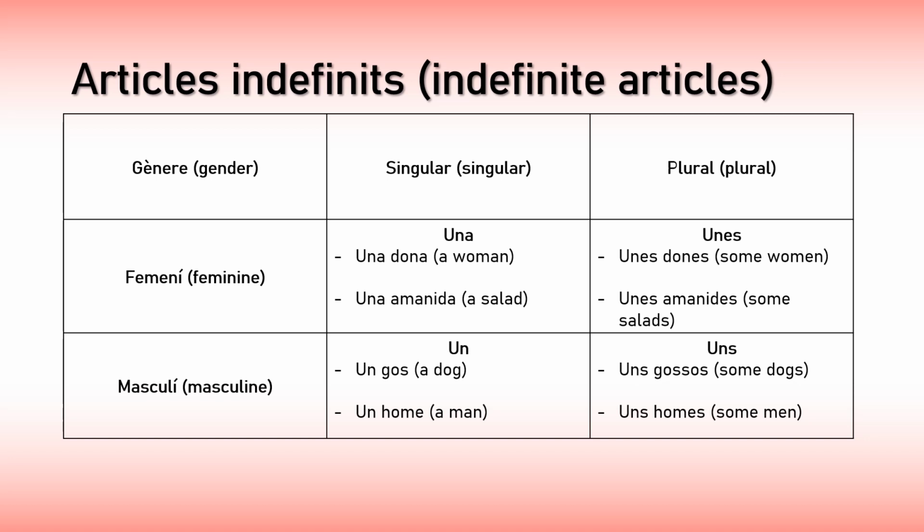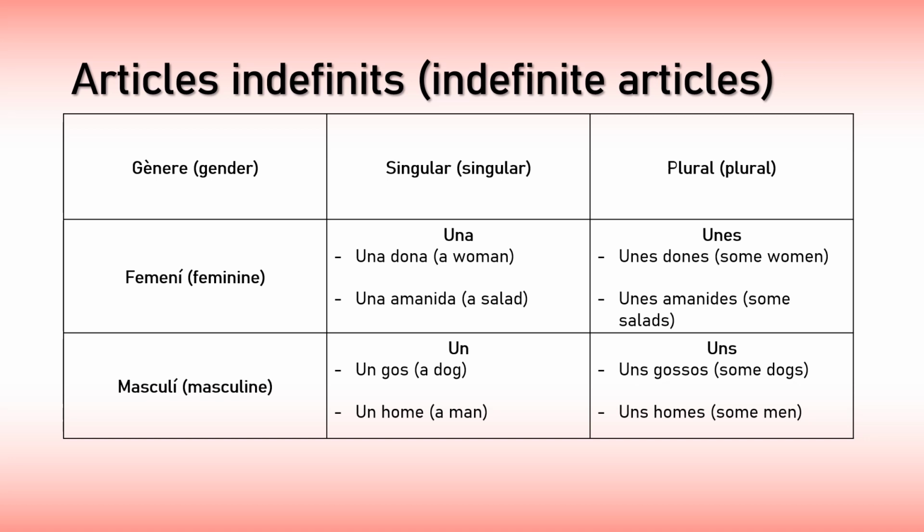Una dona, una amanida. Now, there are no apostrophes here. However, when you pronounce una amanida, you don't say it separately. You say una amanida, but you write it separately. No apostrophes. And for plural it is unes. Unes dones, unes amanides. For masculine words, the singular form is un gos, un home. And for plural, uns gossos, uns homes.